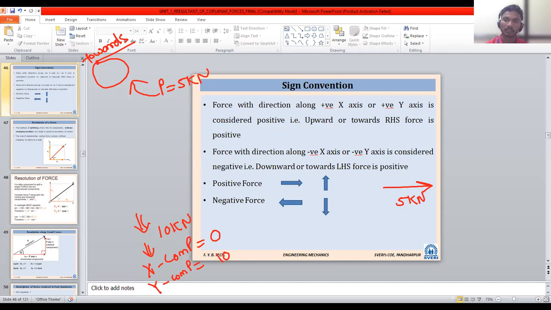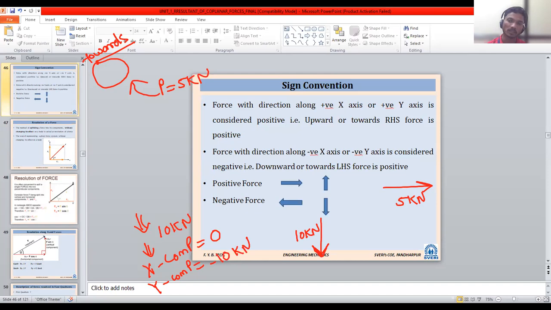See, if you make this simple mistake, there is nothing further which will go correct. What will be its y component? Due south means towards the south direction, in this way. Is the force going upward or downward? Downward. Then we have seen in the sign convention of force, if the force is going in downward direction, what about its sign convention? Minus. So it should be minus 10 kilonewton.